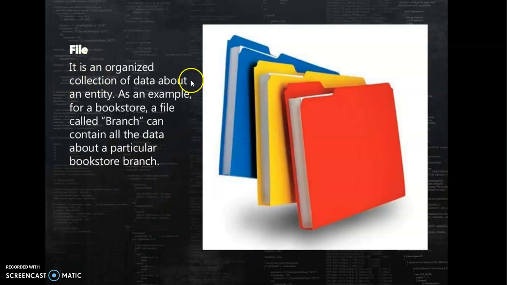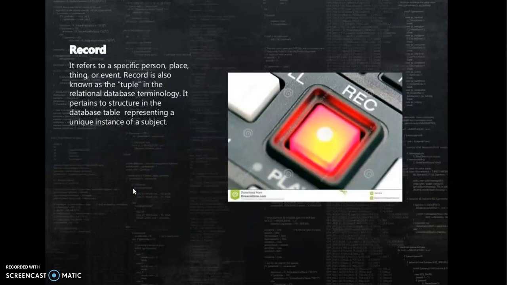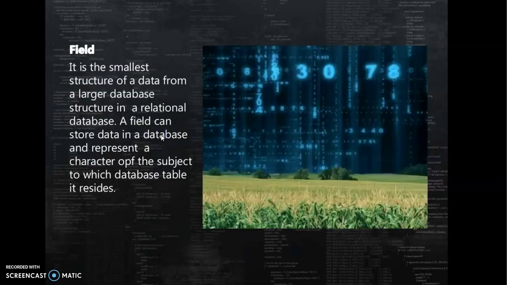Next is file. It is an organized collection of data about an entity. An example for a bookstore: a file called branch can contain all the data about a particular bookstore. Record. It refers to a specific person, place, thing, or event. A record is also known as a tuple in RDBMS terminology. It pertains to a structure in the database table representing unique subjects.